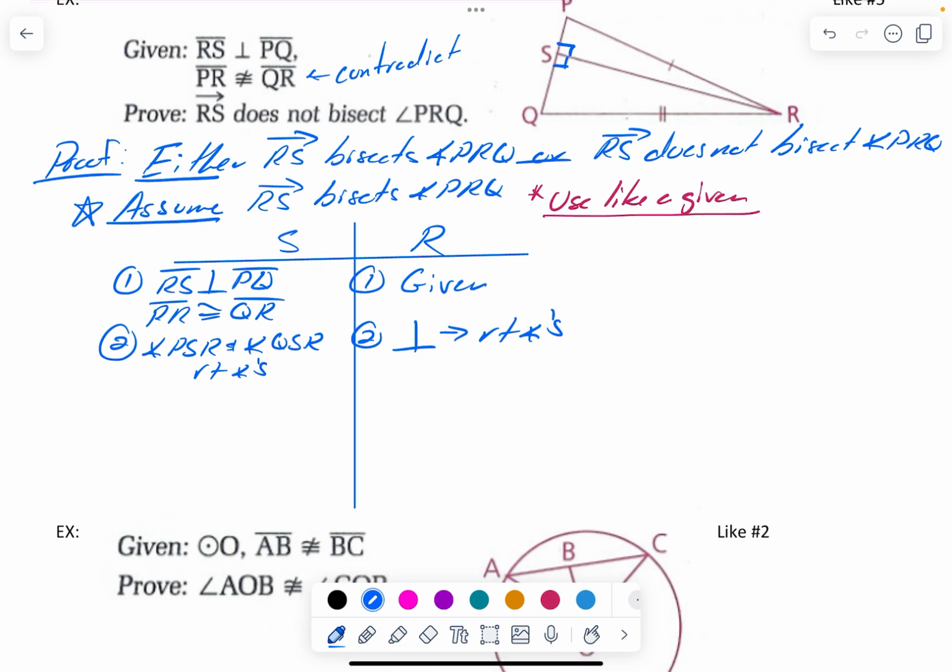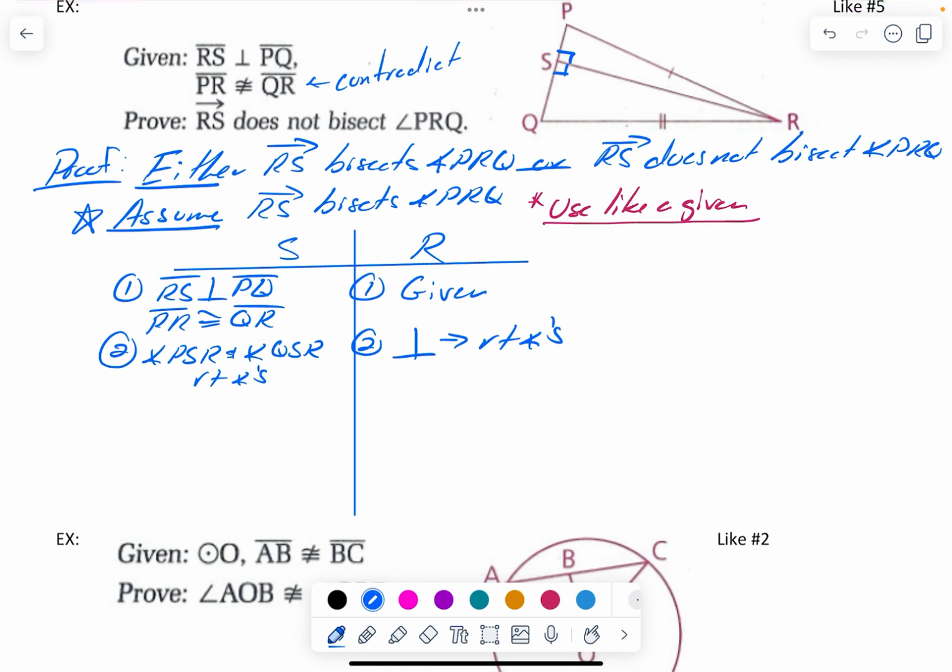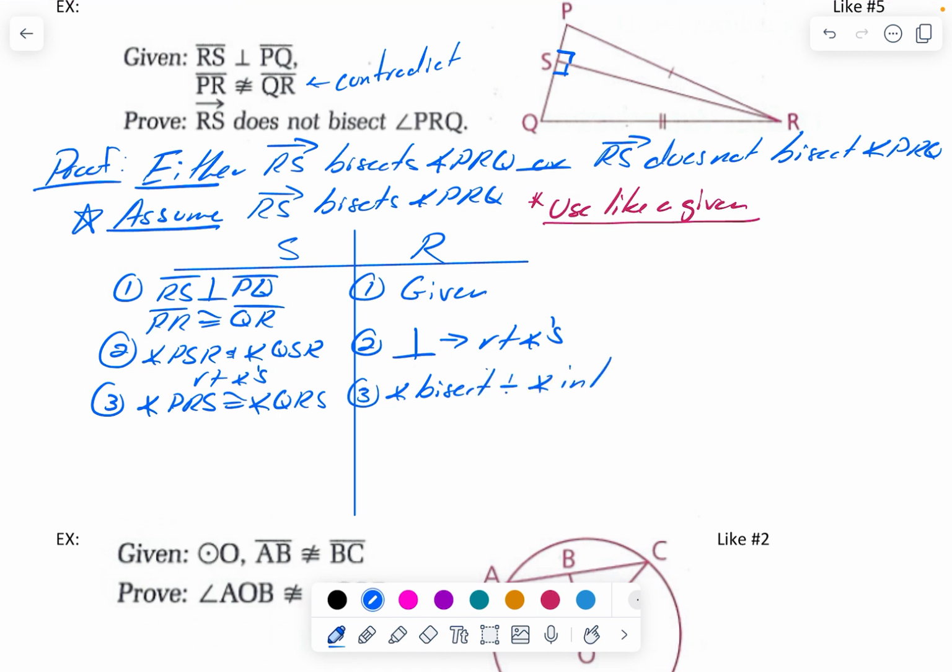Now, remember, we're assuming RS bisects angle PRQ. So we can say angle PRS is congruent to angle QRS. And that's because an angle bisector divides an angle into two congruent angles. So I'm going to mark those here. I'm going to mark them maybe in pink. We got those. We got those.